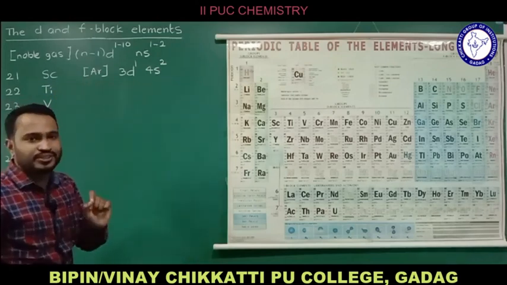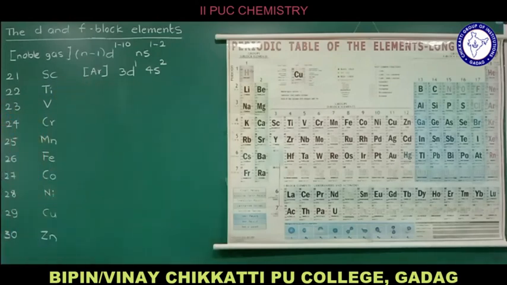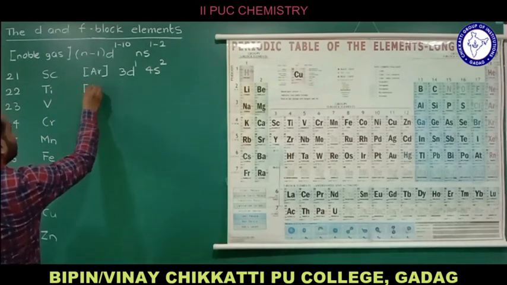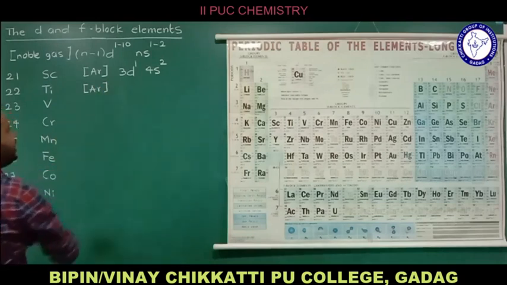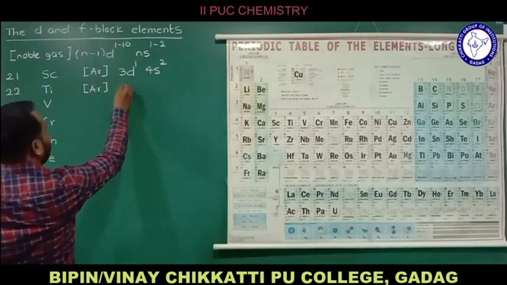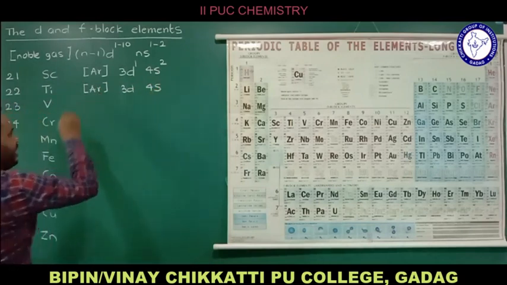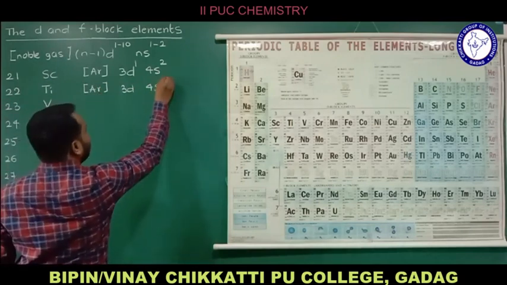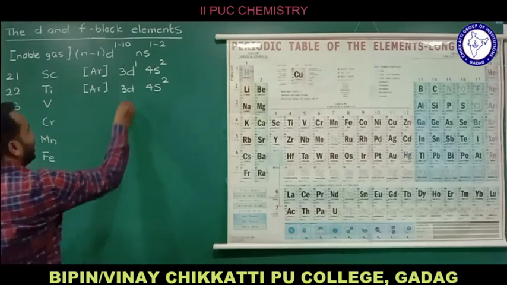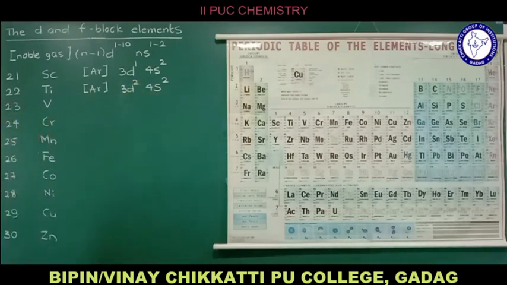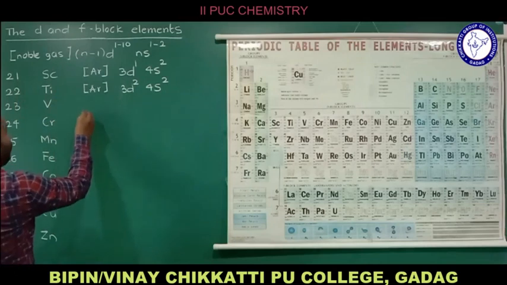This is the electronic configuration of scandium. Similarly, we look at the second one, titanium. Argon is the nearest noble gas, and we have the two atomic orbitals, one 3d and one 4s. So 18 we have, then we consider 2 and here 2. 18 plus 2 plus 2, you get 22, which is the atomic number of titanium. That is the electronic configuration of titanium.